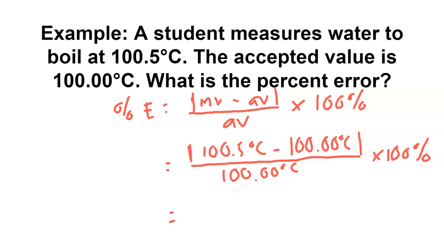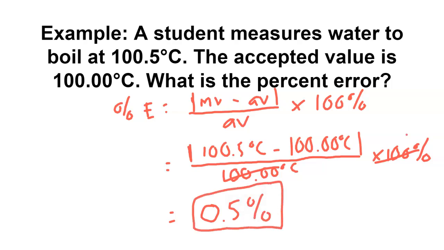You could type it all in your calculator, but 100.5 minus 100 is going to be 0.5, and that follows the subtraction rule, so it'll just be 0.5. Over 100 times 100, well, these hundreds actually cancel each other out. So I'm going to be left with 0.5%. Like that: 100.5 minus 100 was 0.5. 0.5 divided by 100 times 100 is 0.5, and now we have percent as our unit there. And that's how you do percent error calculations.